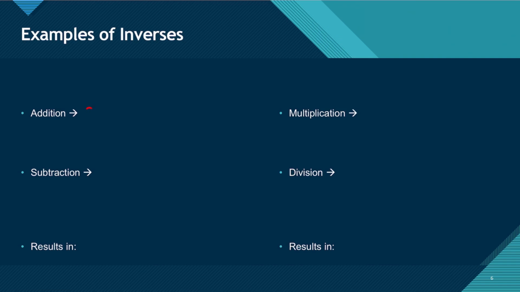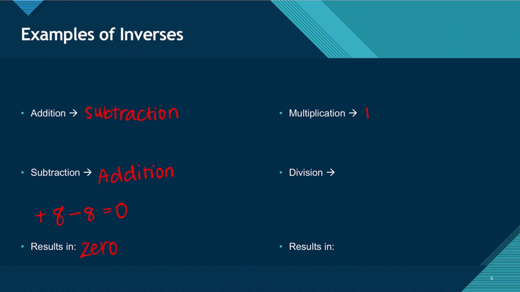So the inverse of addition is subtraction. The inverse of subtraction is addition. And like I said, the reason they're inverses is because when you add something, like you add 8 and then you subtract 8, you end up with 0. So addition and subtraction always end up in 0.